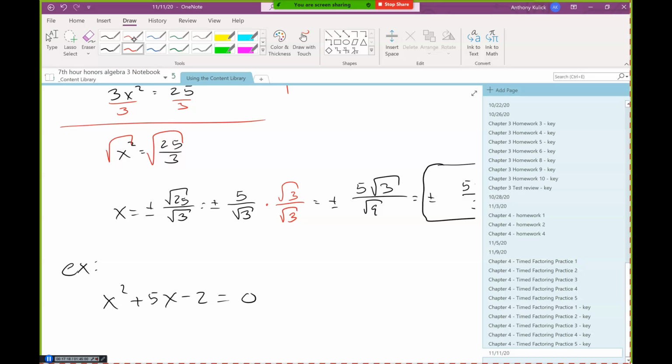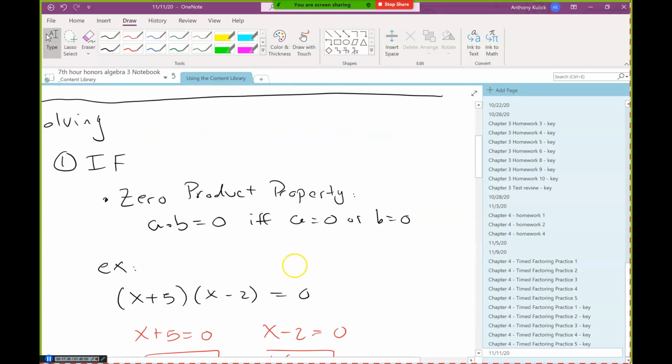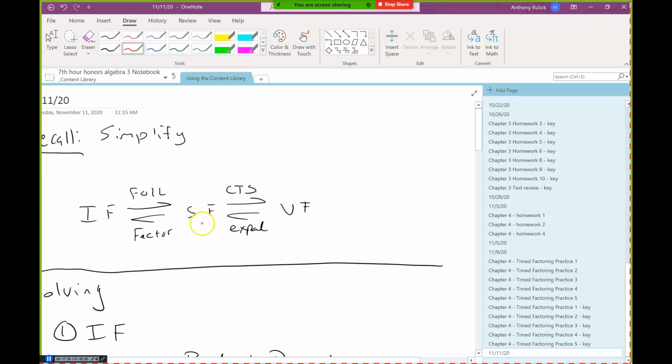Could I factor this? Are there two numbers that multiply to give me -2 and add to give me 5? Not integers anyways, right? So what am I going to do here? Well, I have a standard form equation. I can convert that into a vertex form equation using completing the square. And once I have it in vertex form, I can use the reverse order of operations to solve it, right? So let's do that.